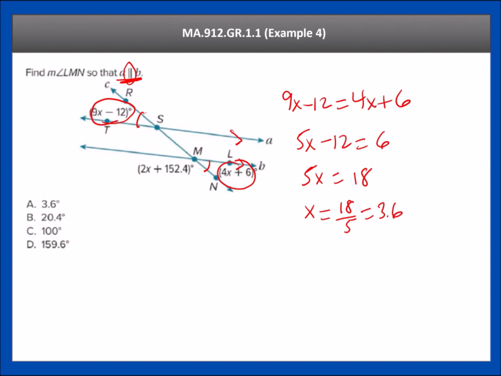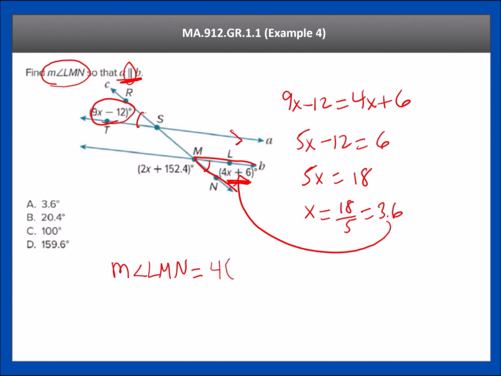So then remember, don't get too trigger happy here and try to get the answer right away. The answer is not A, because we're trying to answer this question here. Find the measure of angle LMN. Well, the measure of angle LMN, this is LMN right here. So we're actually looking for this angle. So we're going to plug this into this angle. So the measure of angle LMN is equal to 4x plus 6, but x is 3.6. So if I do that, I get 20.4 degrees.